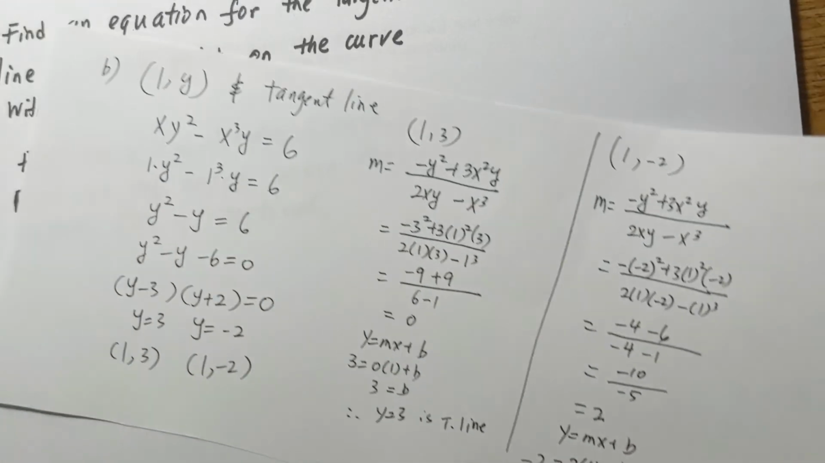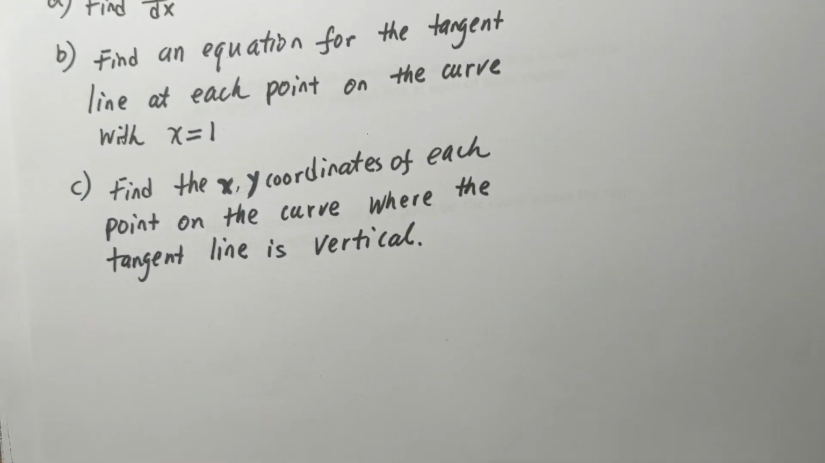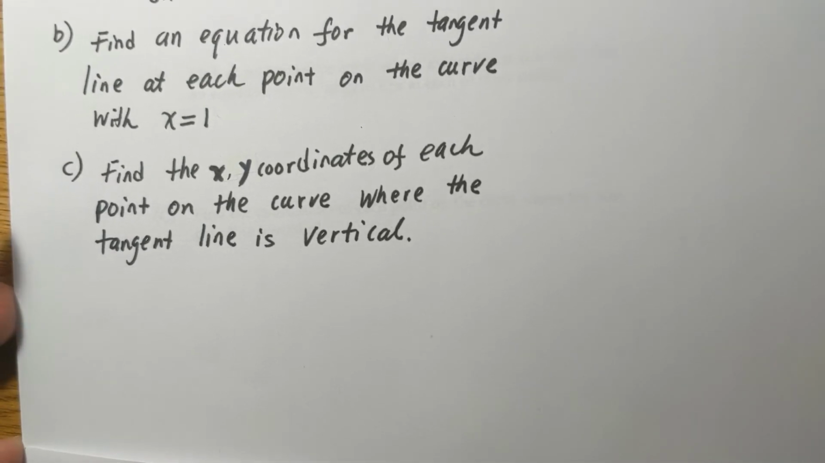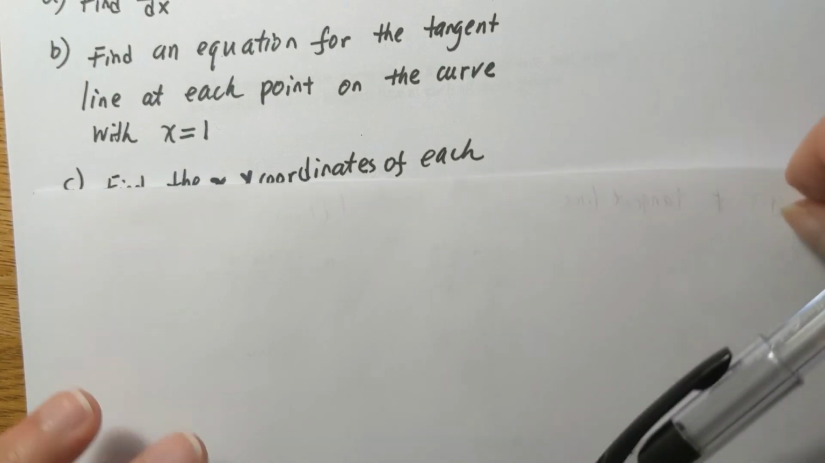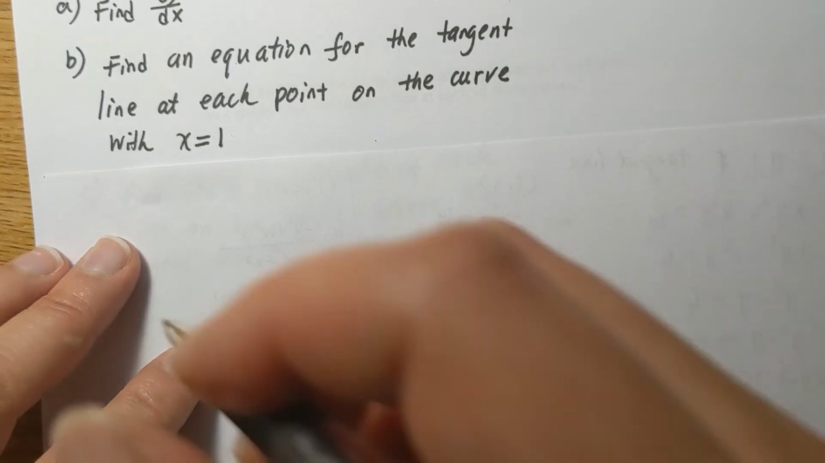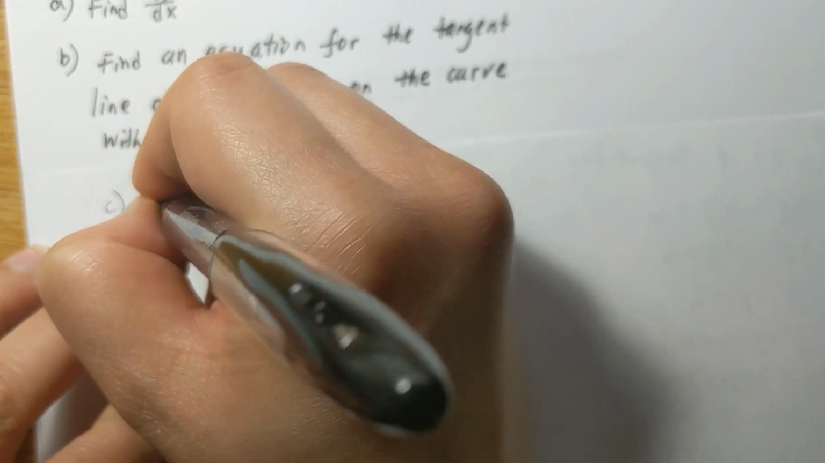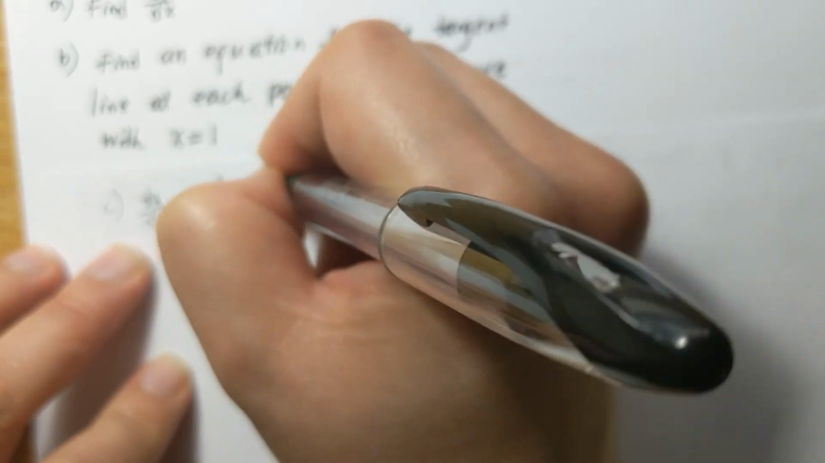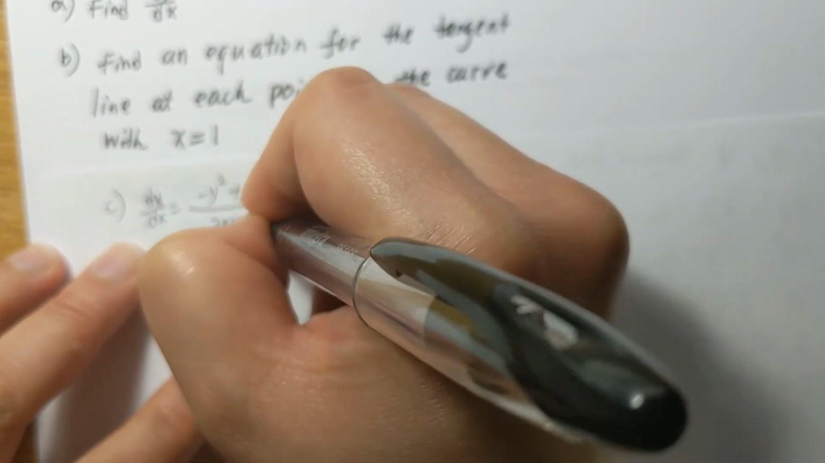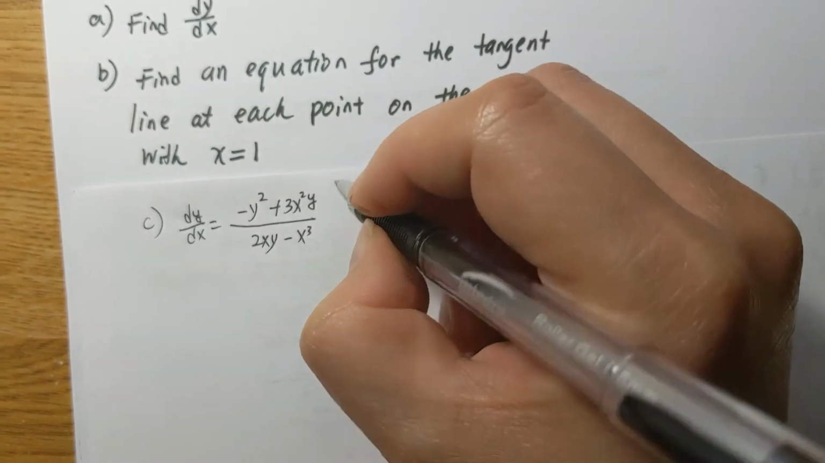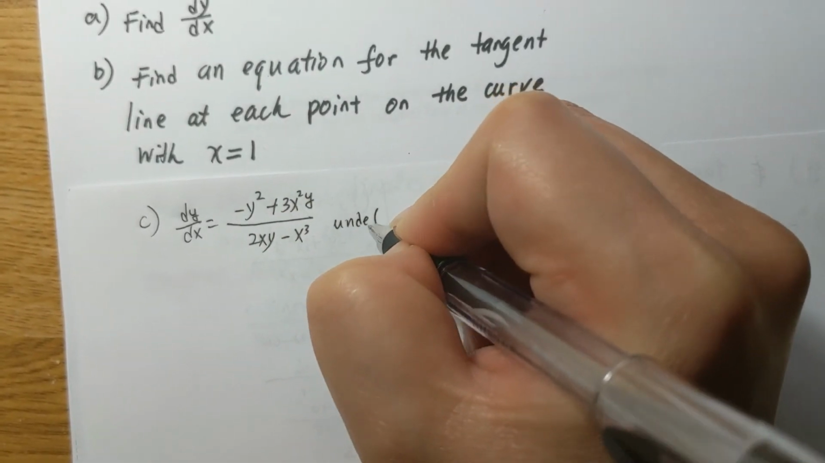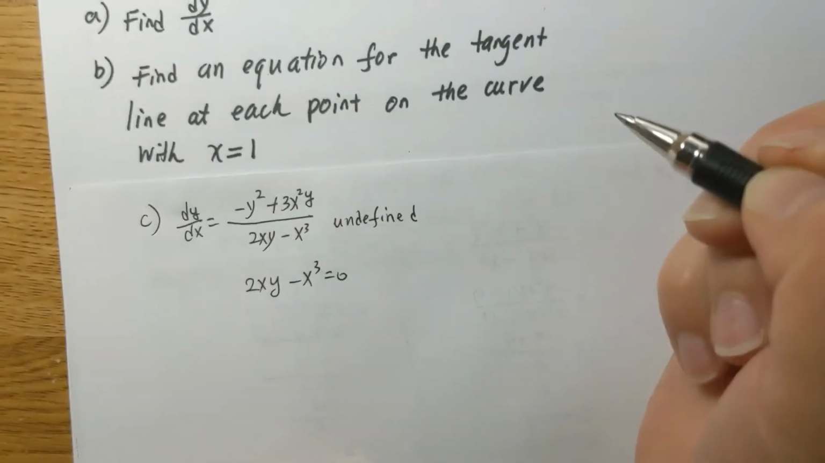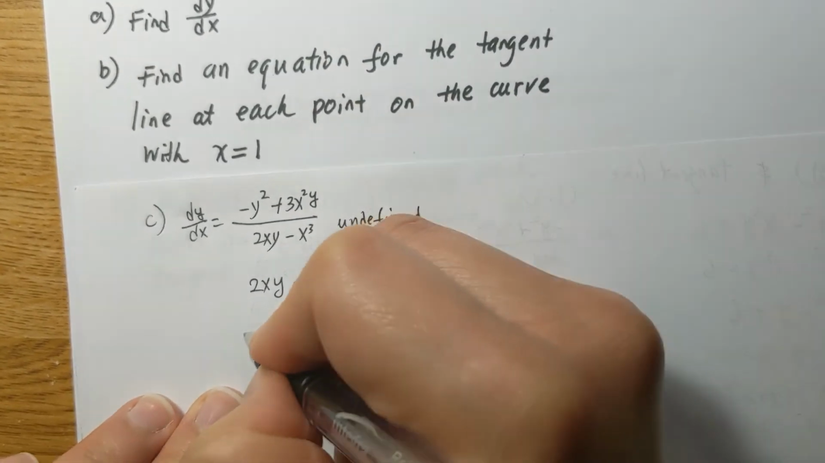So let's take a look at part C. Find the xy coordinate of each point where the tangent line is vertical. So we're going to make the dy/dx equal undefined. So the denominator equals 0. Here we should factor out the x.